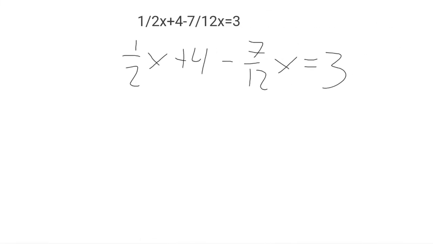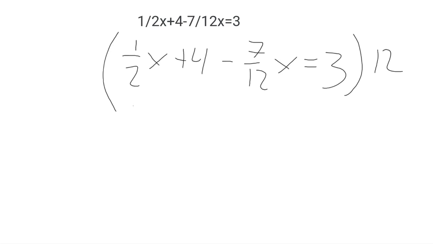Another example of a multi-step equation is that there's a bunch of fractions. So I could convert these to decimals, add them together, and move on. Another strategy that we can do is multiply everything by the biggest denominator we see. Well, the biggest denominator I see is 12. So we're going to multiply everything by 12.